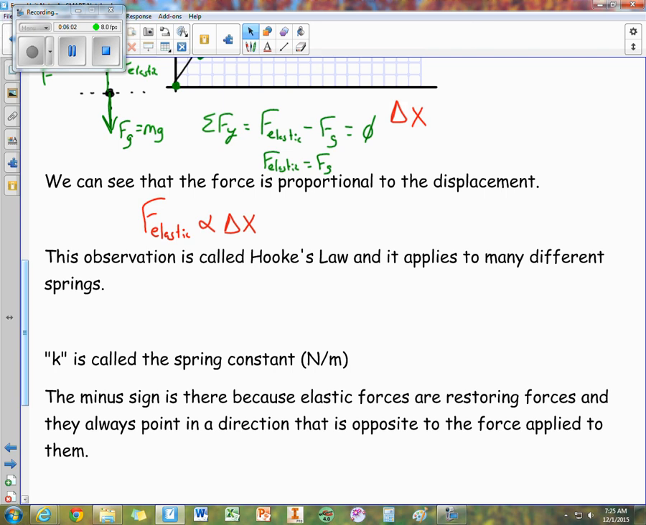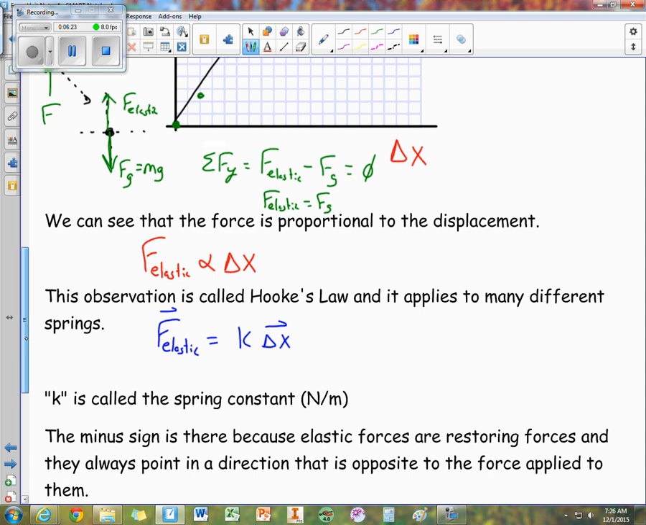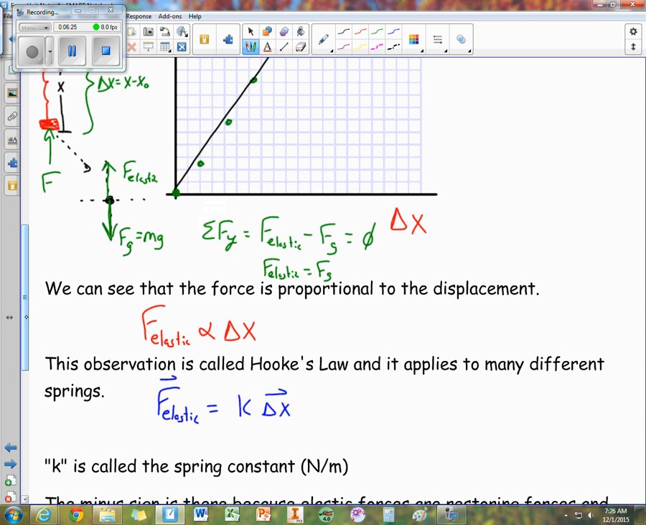Now, with this, we can see that the elastic force has to equal some constant times delta x. And this constant is our constant of proportionality. Now, forces are vectors, and so are displacements. And notice that when the displacement is negative, pointing down, the elastic force is pointing up.